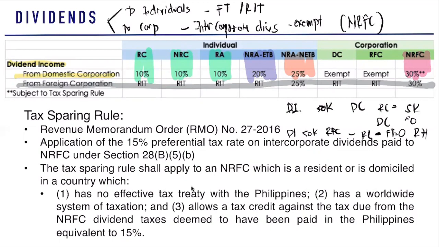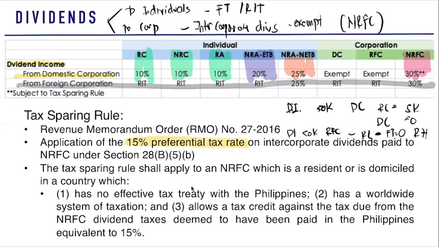Now, we have here your NRFC. The problem in your NRFC of your dividend income from your domestic corporation is that it is subject to a tax sparing rule. So generally, it is subject to 30% final tax. You know that one. However, we have here a tax sparing rule. So what is the effect of this tax sparing rule under your NRFC? Now, instead of being taxed under 30%, it is now taxed at 15% preferential tax rate. So instead of having 30%, it is taxed at 15%.